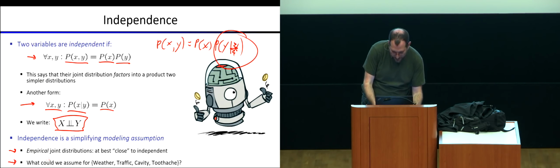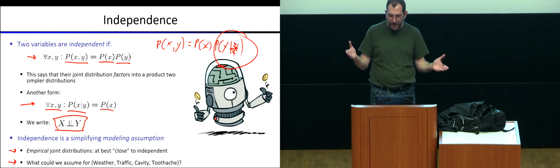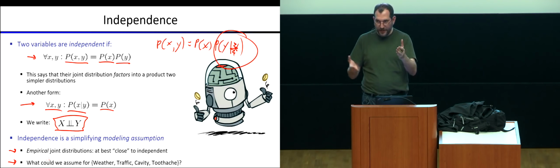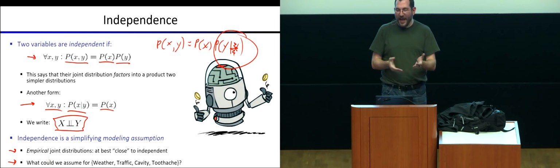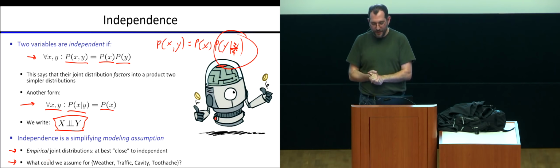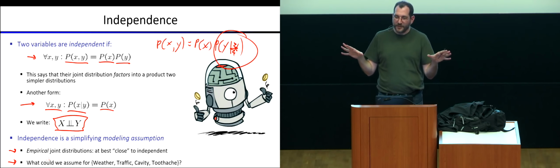Weather. So what kind of weather is there? Traffic. How much traffic is there? Maybe that's been discretized into light traffic and heavy traffic. Cavity. This represents, do I have a cavity in my mouth? And toothache. Do I have a toothache? So here's 4 random variables that I may care about.